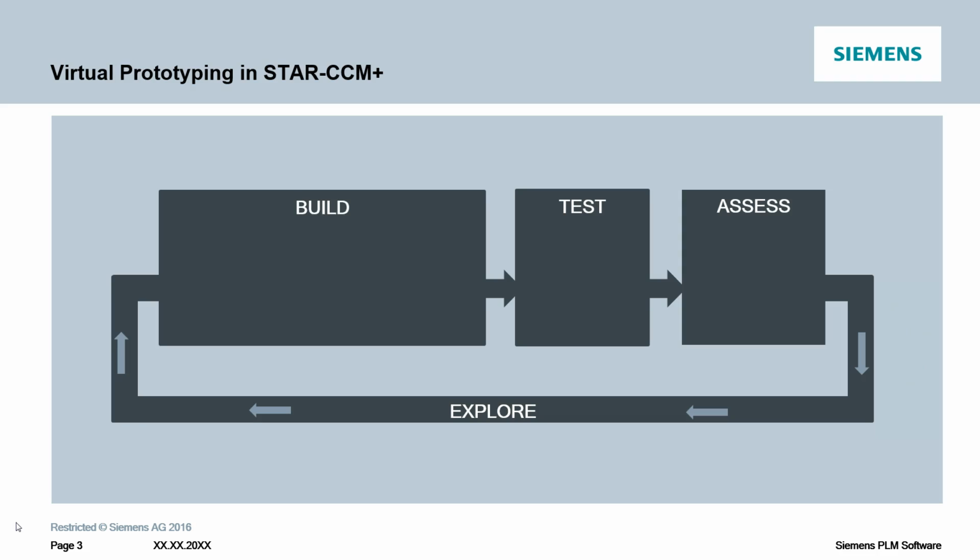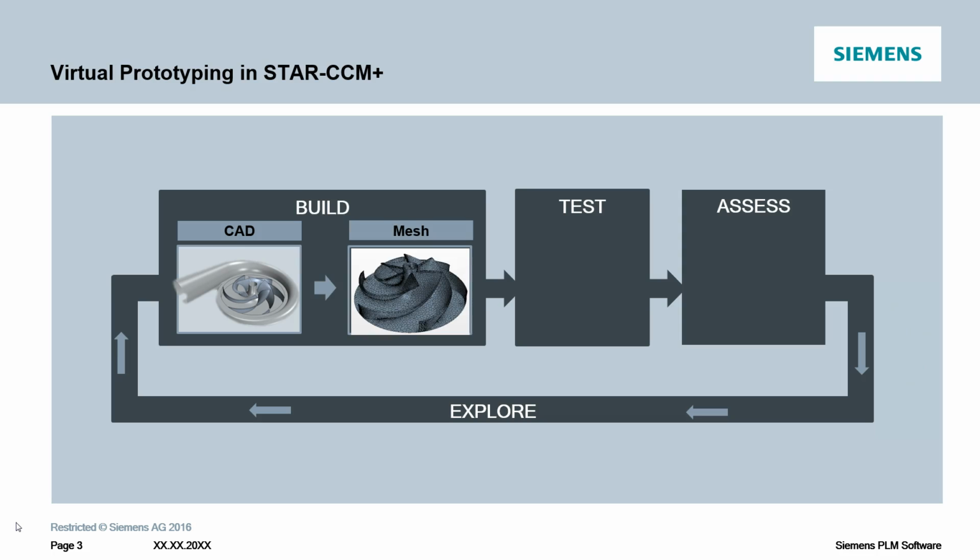Virtual prototyping consists of the following stages: build, test, assess, and explore the design space. The first stage is to create a CAD geometry, either in Star-CCM+ or external CAD tools, and import the files to Star-CCM+. Then we have to mesh it, or discretize our domain, to run appropriate flow physics.